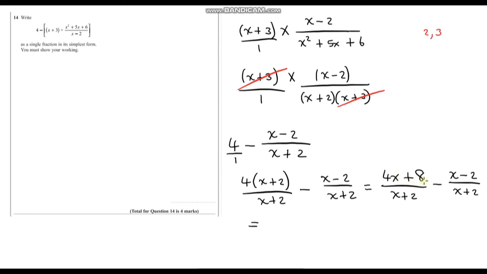So 4x plus 8 minus x, that's going to be 3x. And then 8 subtract negative 2. So this bit, a lot of people make a mistake with. We're not taking away 2, we're taking away negative 2. So essentially, we are adding 2. So it's going to be 8 plus 2, which is 10. So it's 3x plus 10 in our numerator. And in our denominator, well, we've just got x plus 2. So that is our answer: 3x plus 10 in our numerator, and x plus 2 in our denominator.